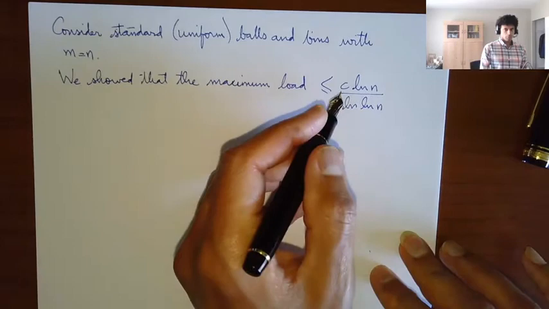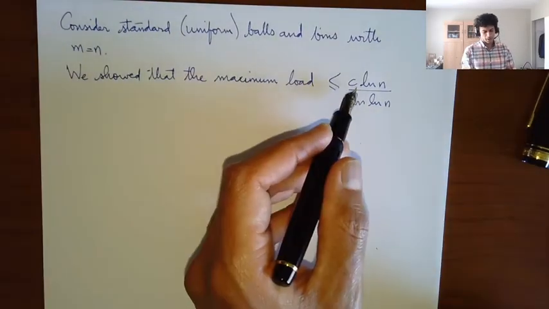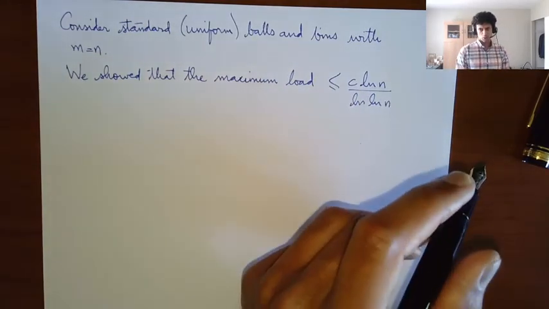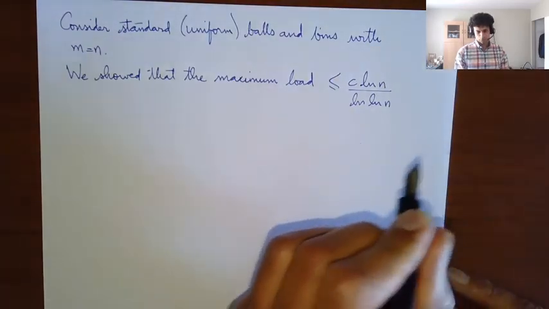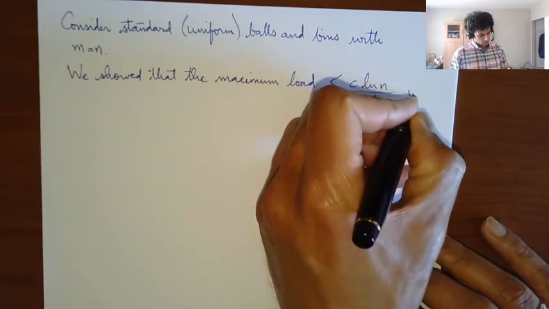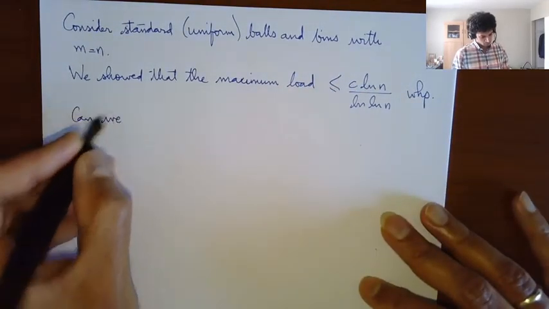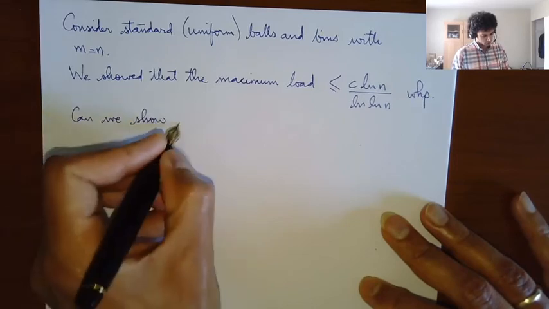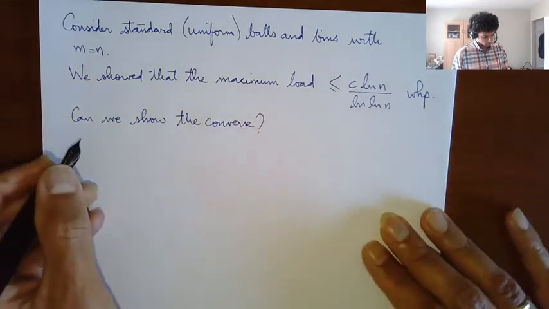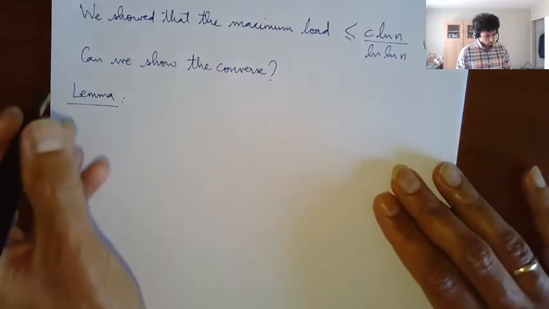We didn't try to optimize the constant, but in the uniform case, you can get a constant of 3 with the Chernoff bound directly. You can even get improvements beyond that. We showed the maximum load is less than C log n over log log n with high probability. Can we show the converse? We will use the Poisson approximation for that. So let me prove this lemma here.